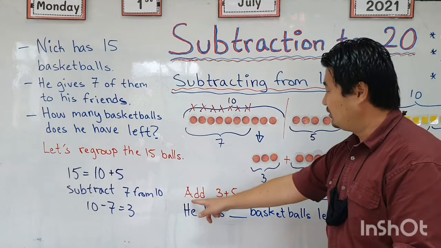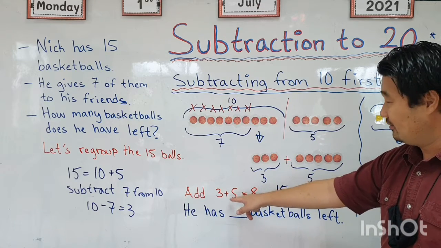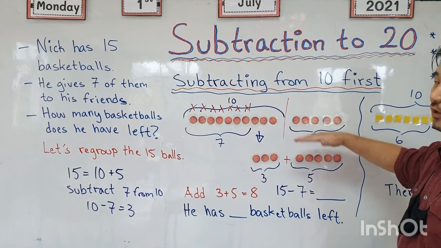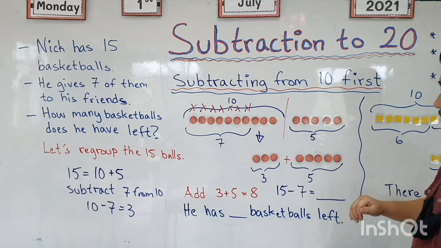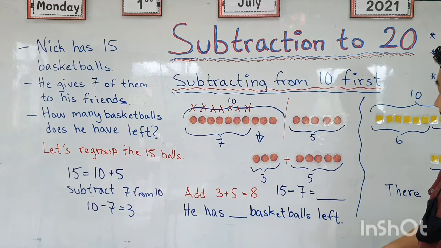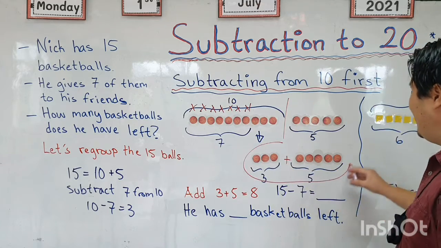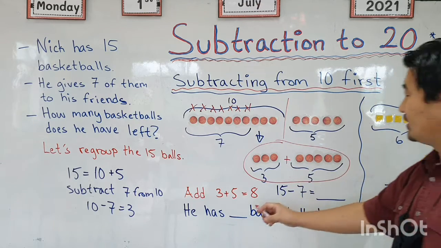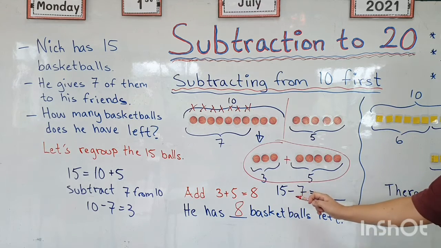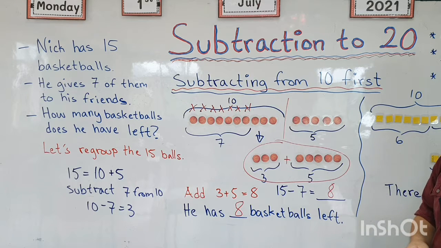So add together these 3, plus 5. Because these we have not touched. We just move them down. So 3 plus 5 equals 8. So the answer is he has 8 basketballs left. Because 15 minus 7 equals 8. Okay?